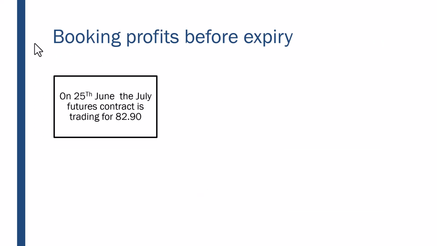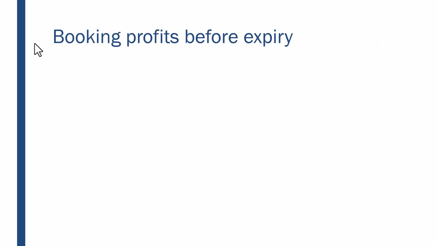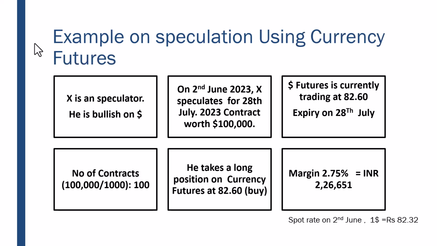Now, booking before expiry. He has placed the order on 2nd of June, and it is going to expire on 20th of July. The first choice was he could have waited till 20th of July. But he can always place an order to exit from his position before 20th of July. Let's see how.